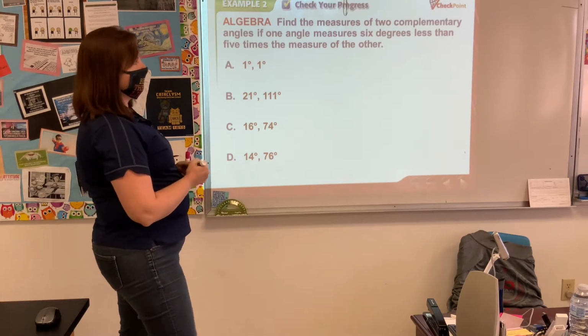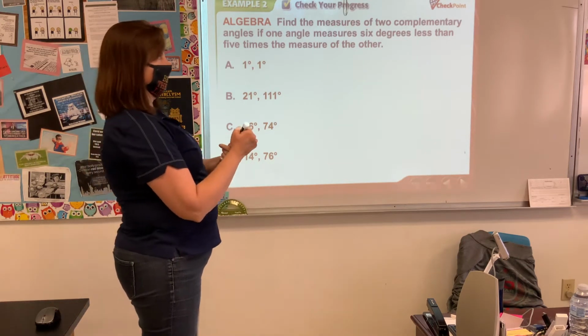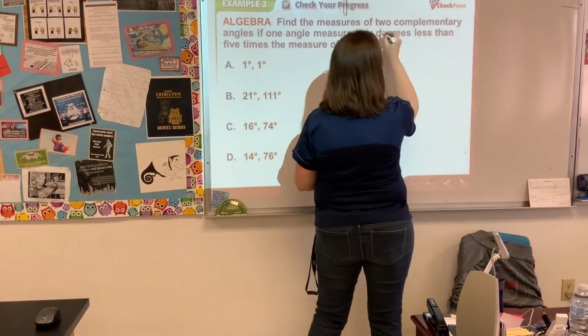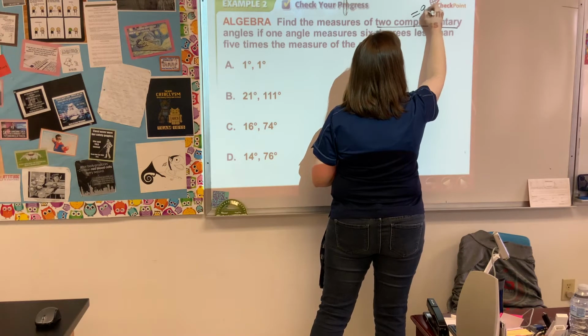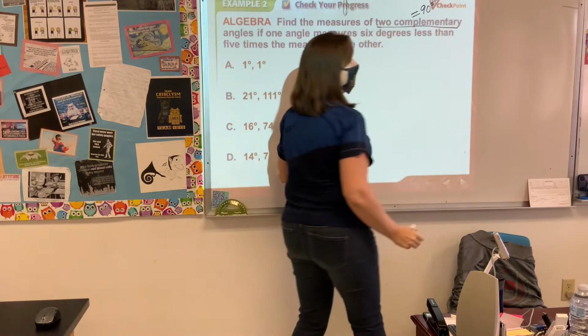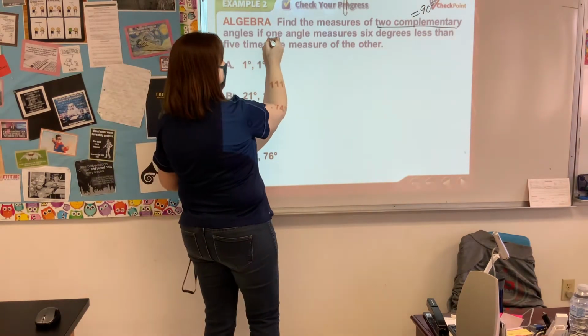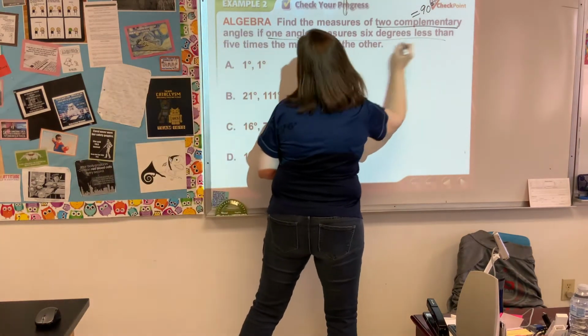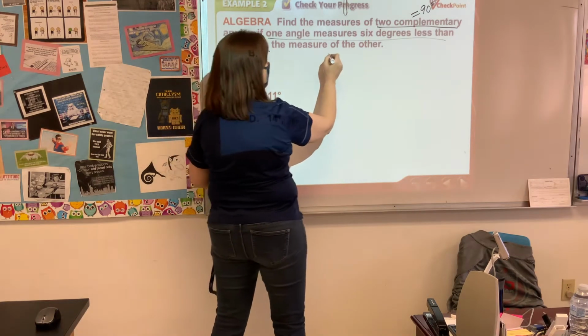So here we're asked for the measure of two complementary angles. Okay, complementary means that these two have to equal 90 degrees. We know that one angle is 6 degrees less than 5 times the measure of the other.